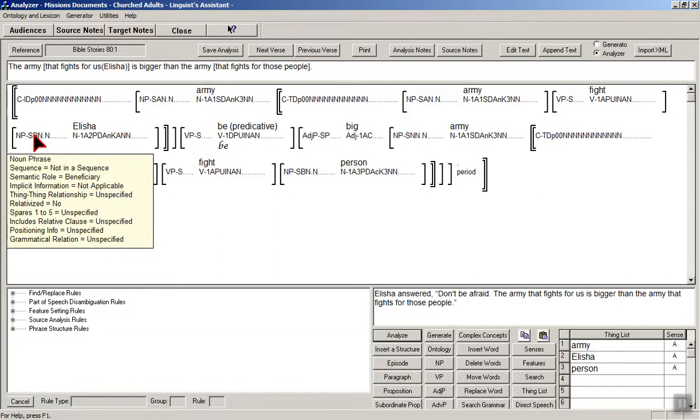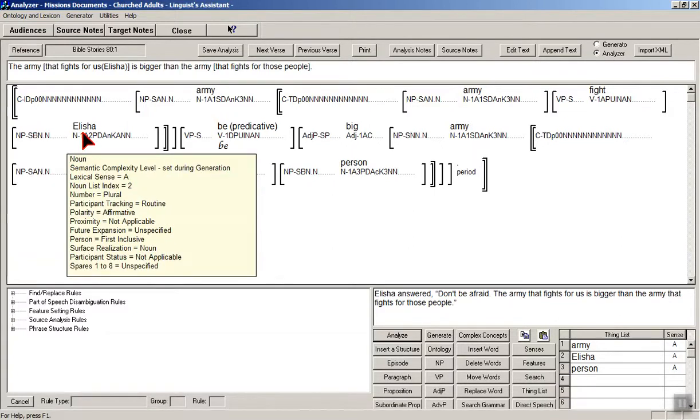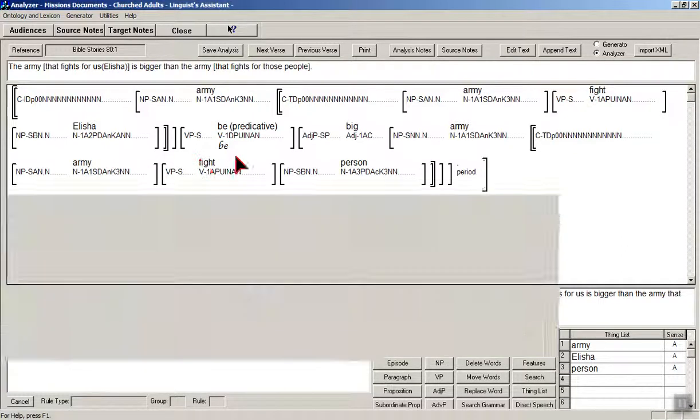The army that fights, and then there's another noun phrase, and if I hover the mouse over the NP symbol there, I see in the second row it says the semantic role is beneficiary. Beneficiary is when you do something for somebody. So this army is fighting for us. And when I hover the mouse over Elisha, I can see the features there, and the fourth row says the number is plural. It's not just Elisha, but he's the person he's talking to. And if I look down farther, it says first inclusive. So that means when he says us, it means me, Elisha, and the person I'm speaking to, which is the servant in this case.